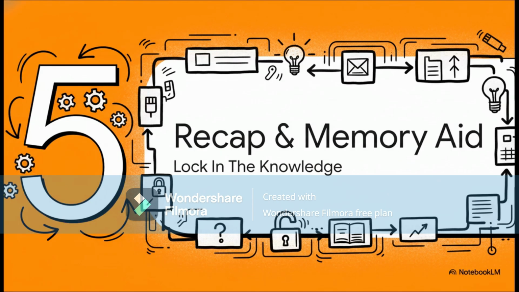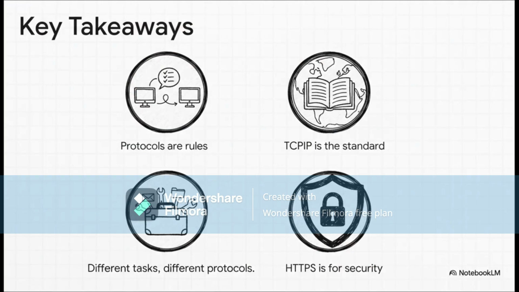Okay, let's make sure all of this actually sticks in your brain. We're going to do a super fast recap, and then I'll give you a really simple memory trick for the ones that are easiest to mix up. So what do you absolutely have to remember? 1. Protocols are just rules for communication. 2. TCP/IP is the main rulebook for the internet. 3. Different tasks need different protocols. And 4. When in doubt, look for that S in HTTPS for security.